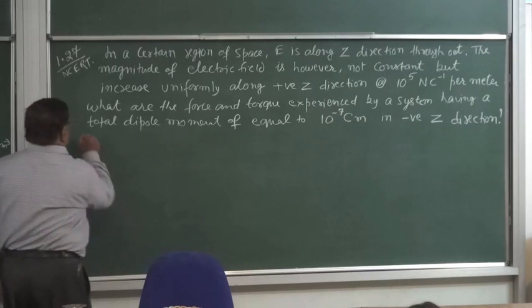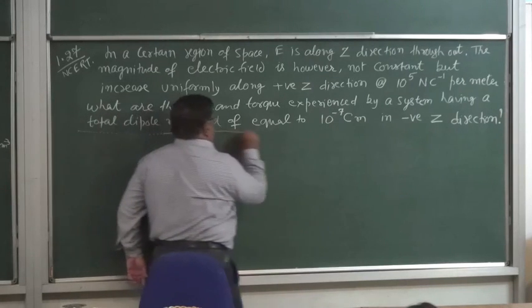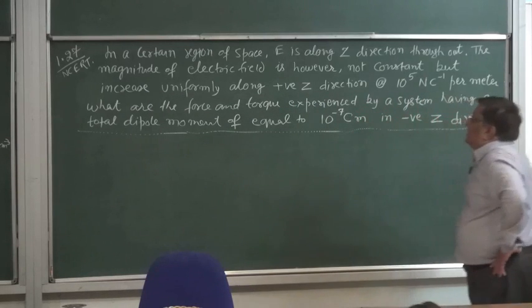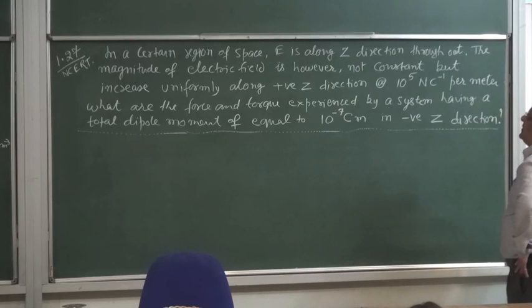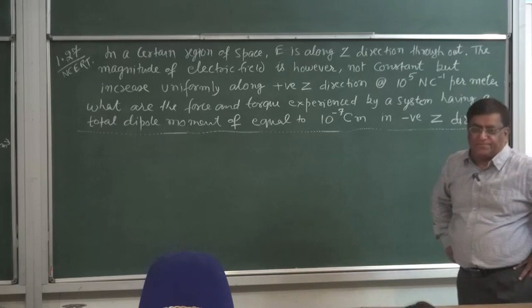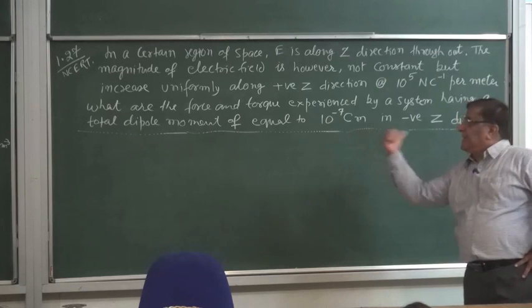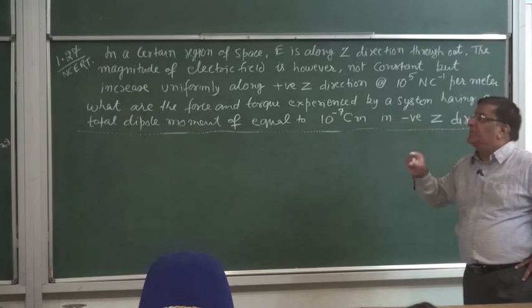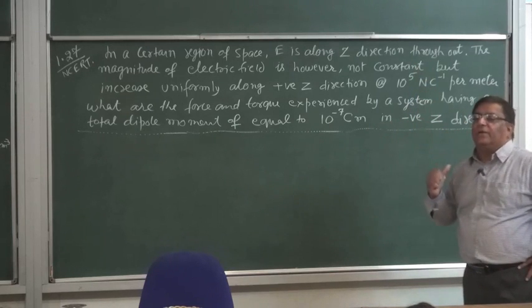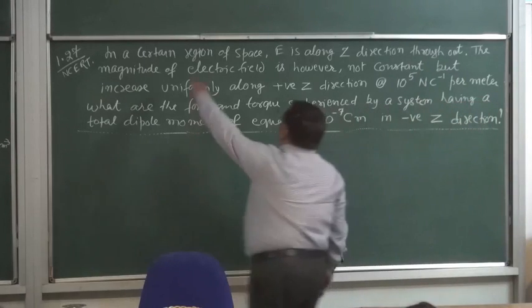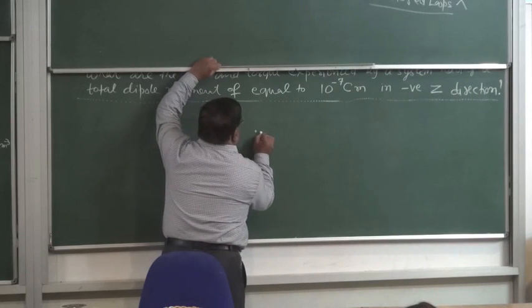Okay, please read this question and try to understand the diagram. In a certain region of space, electric field is along Z direction throughout. That means in X and Y, there is no component. In our board, we have this direction to work, so we will think this is the Z direction. This is X, this is Y, this is Z. And we have the electric field only in Z direction. Okay, so we have electric field here in Z direction.